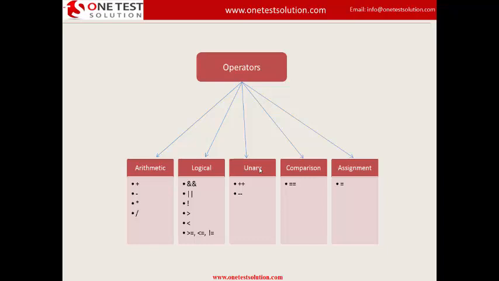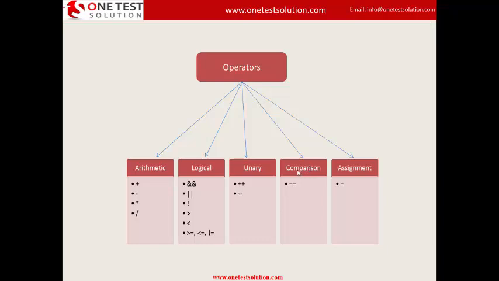Now the next category of operators is unary operators. There are two types of unary operators. One is plus plus and one is minus minus. What these operators do is increment the value of an operand. Let's say a is equal to 10. If I say a plus plus, then a will be increased by 1. If we have to do an increment by 1, we can use a unary operator. Likewise, if we have to do a decrement by 1, we can use minus minus. So unary operators need only one operand to operate upon.